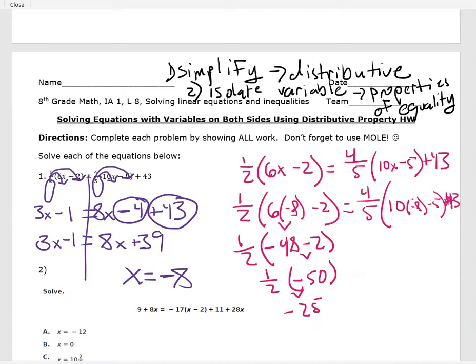All right. Now let's do the same thing over here. I have 10 times -8, which is going to give me -80 minus 5. I don't want to forget about this plus 43 over here. -80 minus 5 is -85. Let me make sure I'm right about that. Yep.